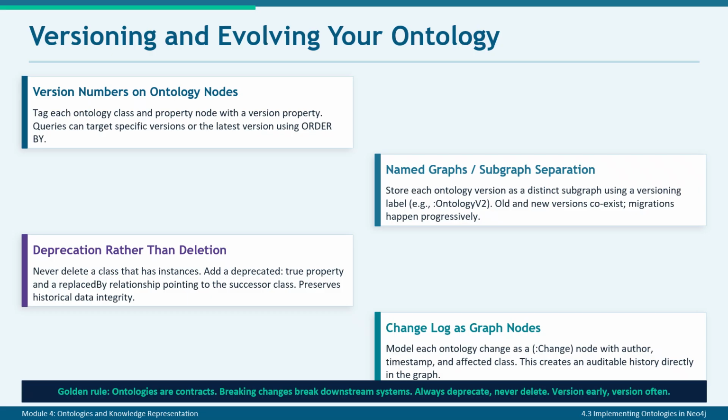The golden rule. Ontologies are contracts. Breaking changes break downstream systems. Always deprecate, never delete. Version early, version often.